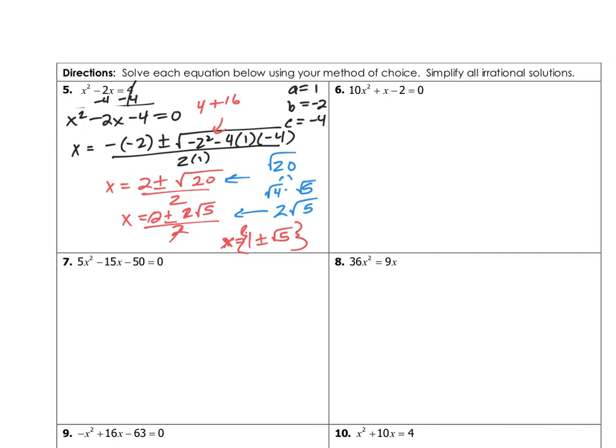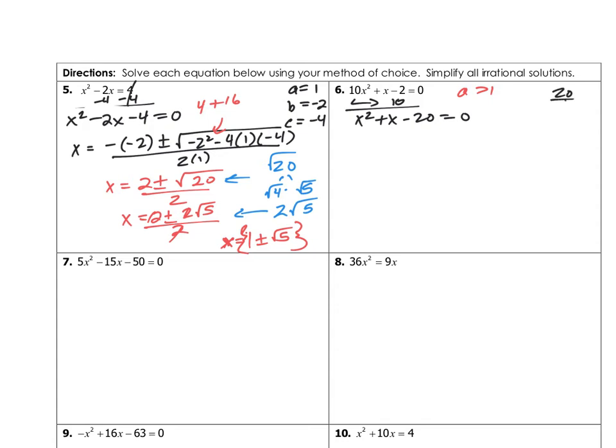Okay. Number 6. Number 6, a is greater than 1. So I'm going to try slip and slide. Let's multiply by 10. x squared. Oops, I'm doing the wrong color. Kind of picky about my colors, y'all. I can leave that. But I'll multiply by 10. x squared plus x minus 20 equals 0.